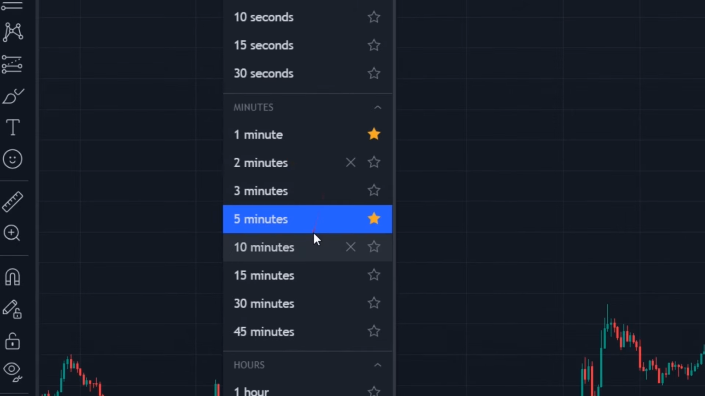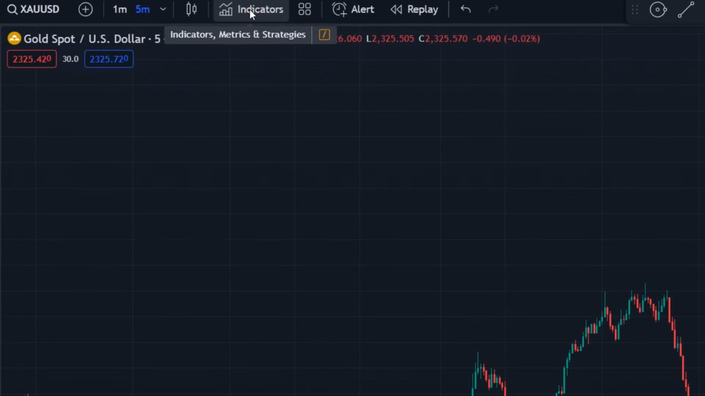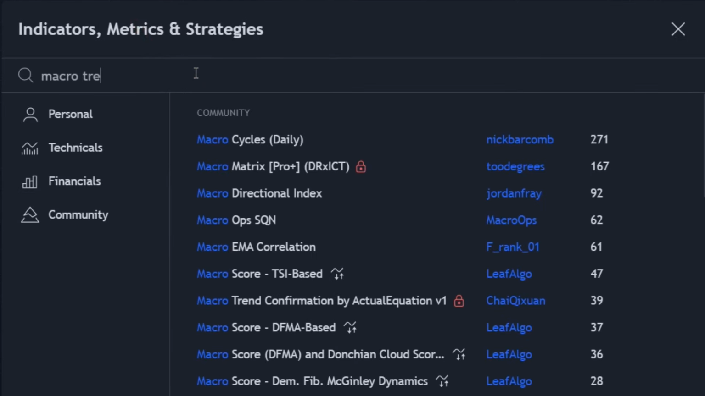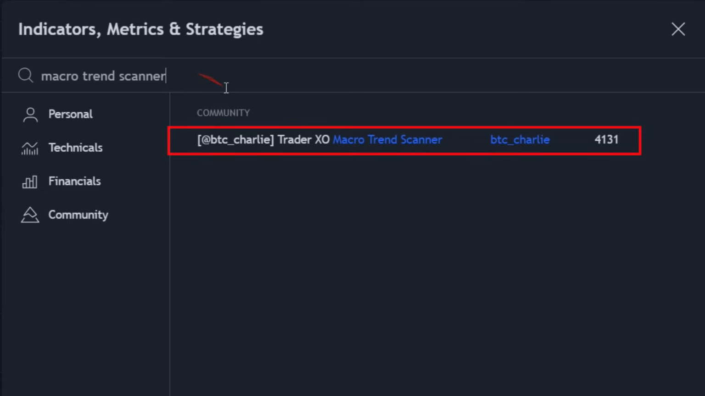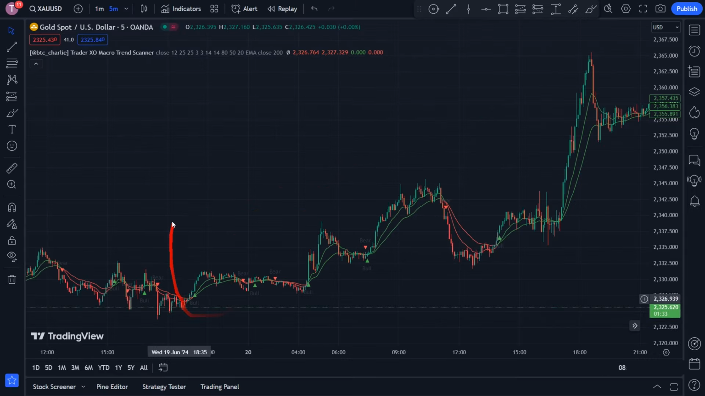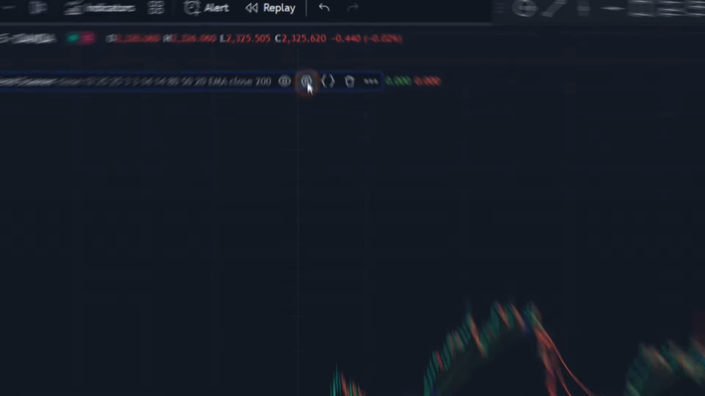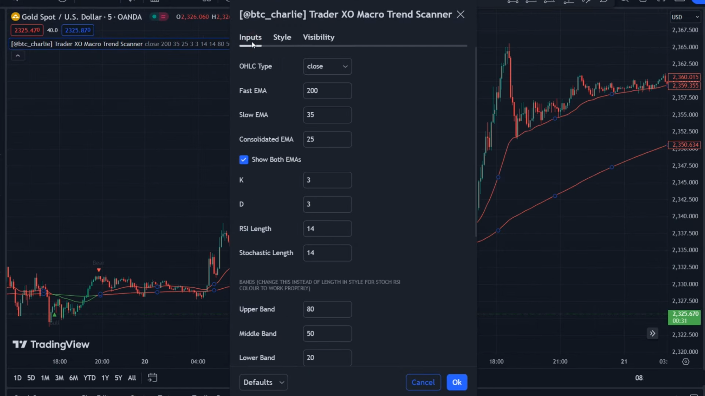Now we come to the main part, adding the first indicator to the chart. To do this, go to the Indicator tab and type Macro Trend Scanner. When you find it, click on it to add it to your chart. Now you need to go to its settings and make the necessary changes. But be careful not to miss anything and avoid making mistakes.